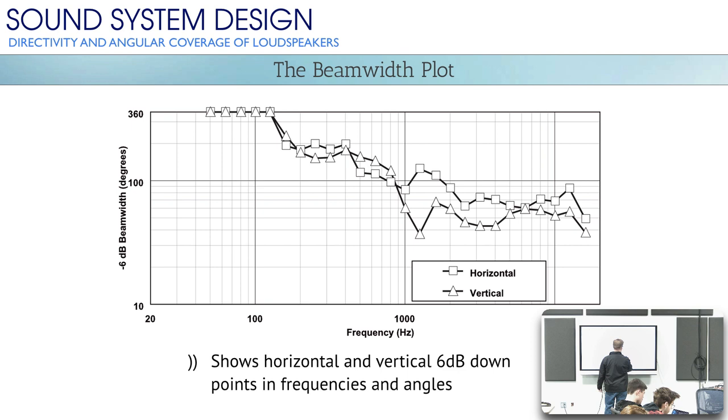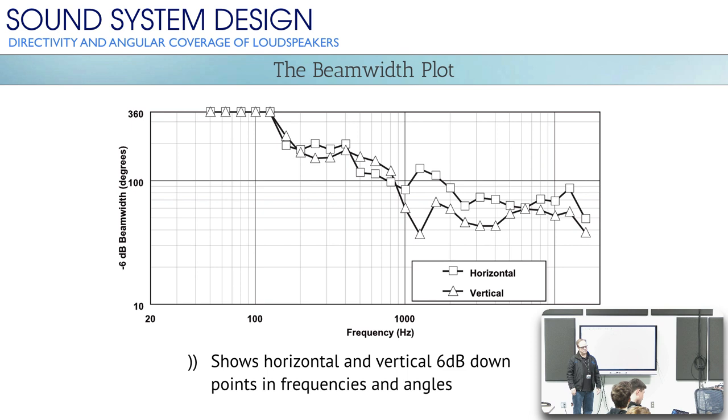2, 3, 4, 5, 6 kHz here. It is a, let's see, 90, 80, 70, 60. It's 60 by 60 at 5 kilohertz or 6 kilohertz. So at 1 kilohertz, it's wider horizontal than it is vertical. But at 5 or 6 kilohertz, it's the same, 60 by 60.